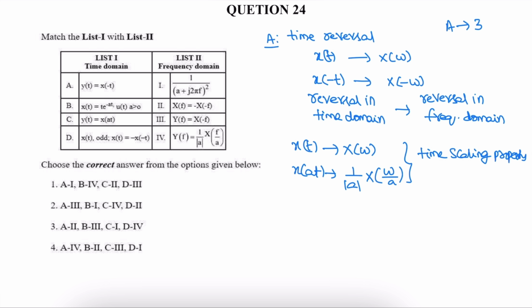Compression in time domain leads to spectral expansion, or expansion in time domain leads to spectral compression. Next, for the next sum, A is 3, for B it is 4. Next we will see the Fourier transforms for a few signals.